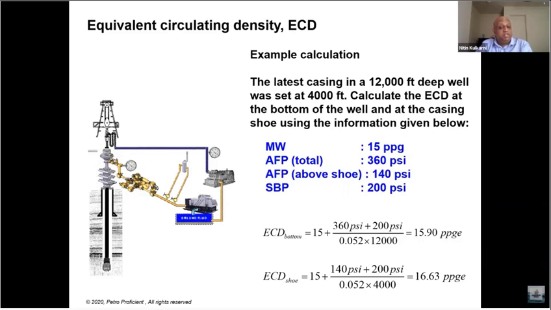So the value of ECD at the casing shoe is much higher than that at the bottom, and one should be aware of it, and this needs to be determined. Usually the hydraulic modeling software will provide you an opportunity to calculate all these things, but one should be aware of the fact that your ECDs may be higher at the casing shoe, and they should be compared to the bottom of the well.